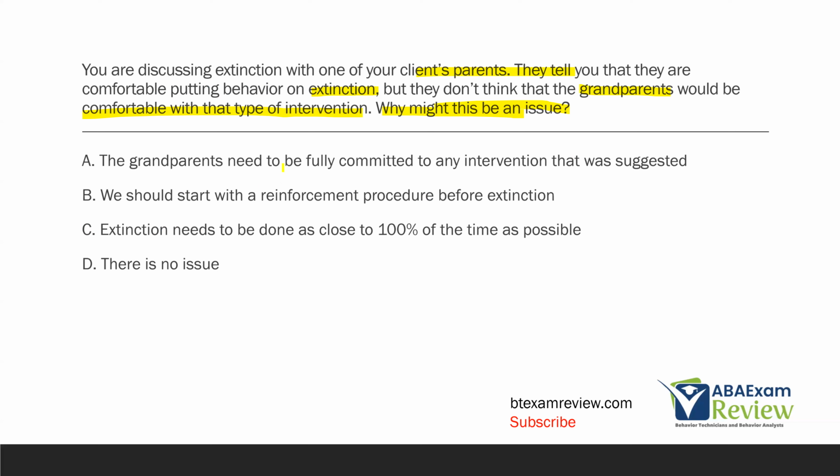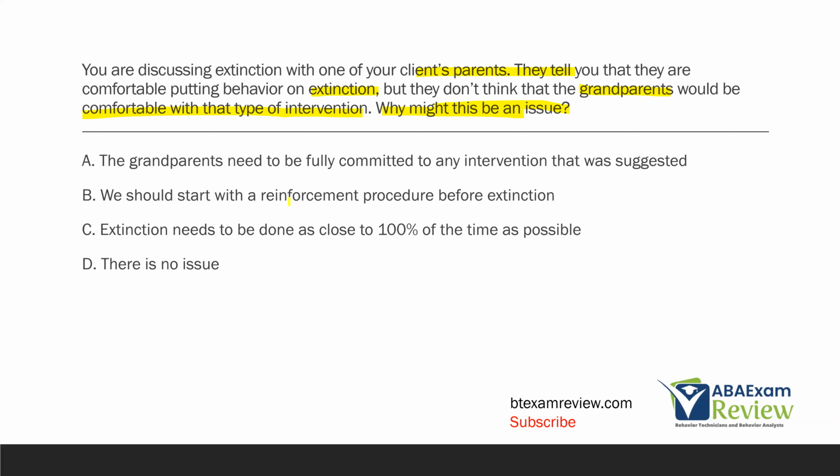So let's look at A. The grandparents need to be fully committed to any intervention that was suggested. Not necessarily, right? It is not the grandparents' duty or responsibility to fully commit to our interventions. In a lot of cases, grandparents don't want anything to do with our interventions. They're the grandparents. They're not managing behavior. They're giving the kids lollipops and candy and love. Okay? So it's not the grandparents' duty or responsibility at all to be fully committed to the intervention that was suggested. A is out.